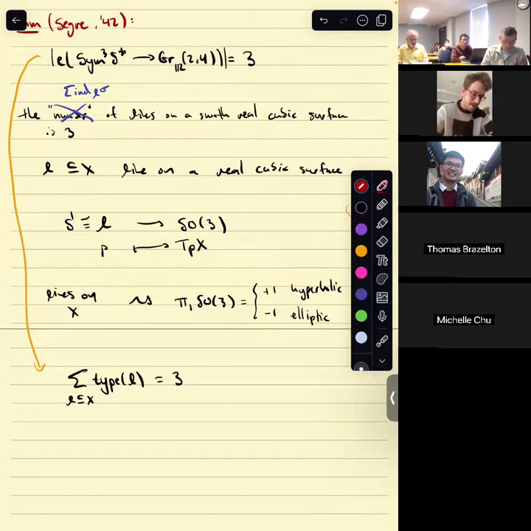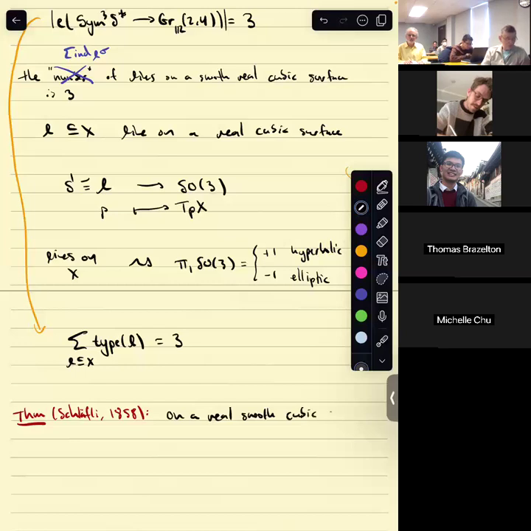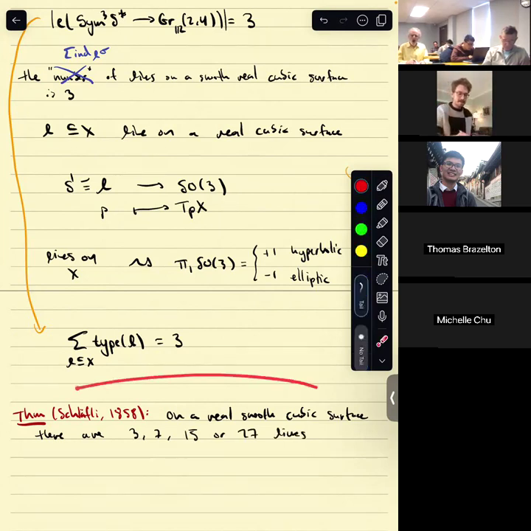And I probably should have thrown this theorem before I started talking about this, but there's a theorem of Schläfli in 1858. Maybe this is why we shouldn't expect to see all 27 lines. It says on a real smooth cubic surface, you're going to see 3, 7, 15, or 27 lines. So I guess sort of going back in history, this was the first result. This tells you effectively that conservation of number breaks if you're not over the complex numbers. You won't always see the same solution.